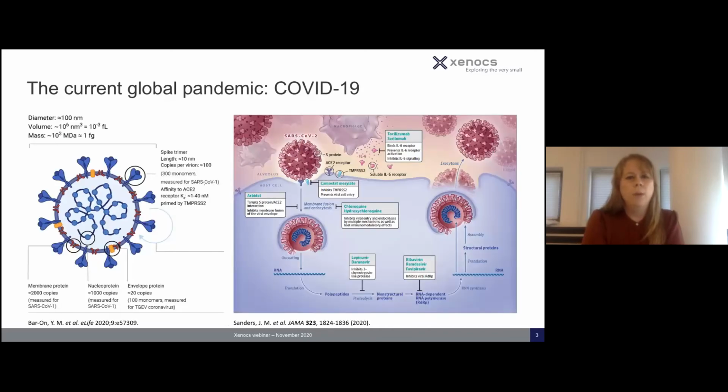So what are we up against here? This current pandemic is caused by the SARS-CoV-2 virus, a 100 nanometer virus, with this characteristic spike proteins that it uses to enter host cells. In the host cells, RNA is replicated, and the host produces proteins and new virus particles that are then expelled again and can infect new hosts.